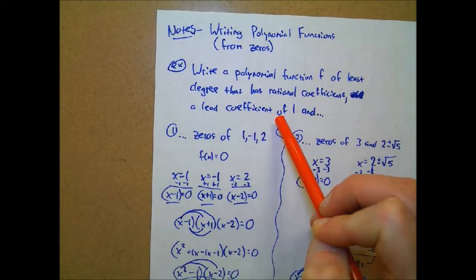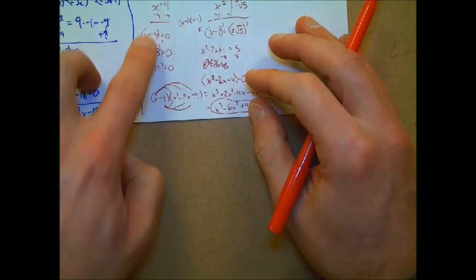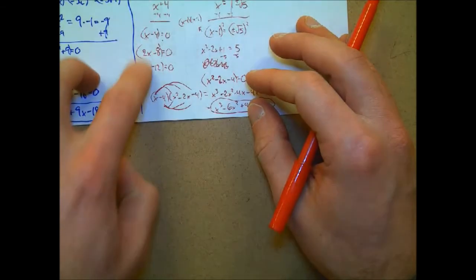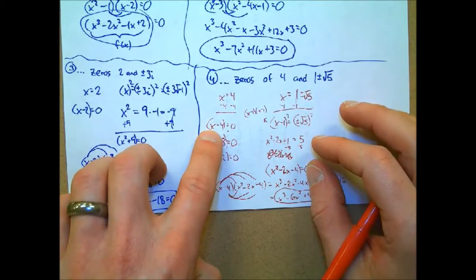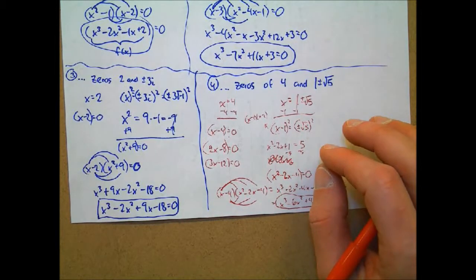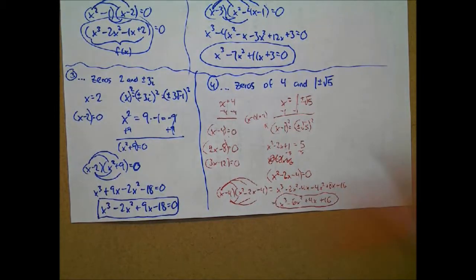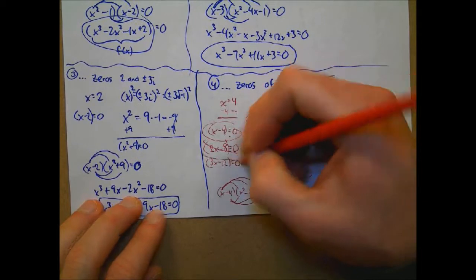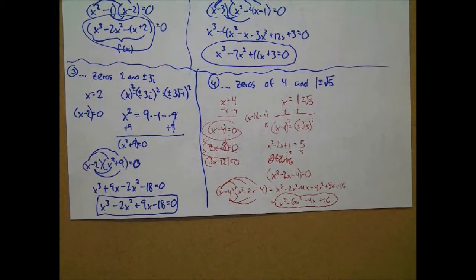If I have a number in front of my x, like the 2 or the 3 there, that's going to be part of my lead coefficient, and I don't want that. We want a 1. So that's why we keep this simple one here, and we forget about these other more complex ones that would also work.